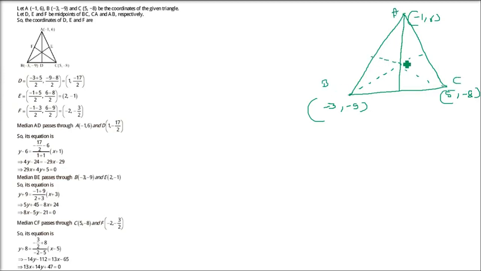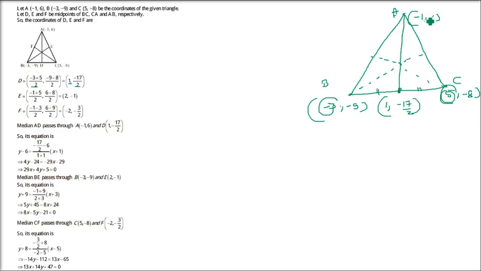Now here A, B, C are there. Now this line which we are taking as AD, this D is going to divide line BC into two equal parts. So BD and DC are equal. So we have the midpoint formula, x1 plus x2 by 2 and y1 plus y2 by 2. So 5 minus 3 by 2 and then minus 9 minus 8 by 2. So what do you get? 1 and minus 17 by 2 will come. So this is the midpoint. We just use the midpoint formula.